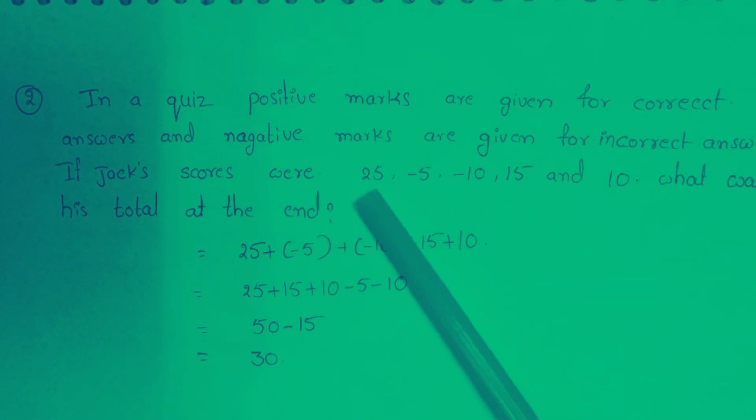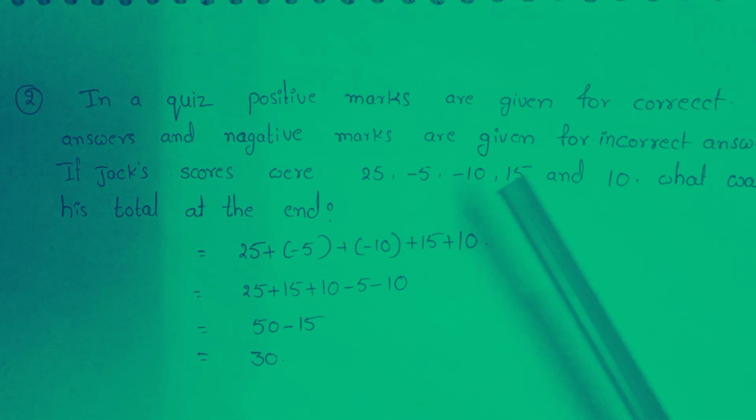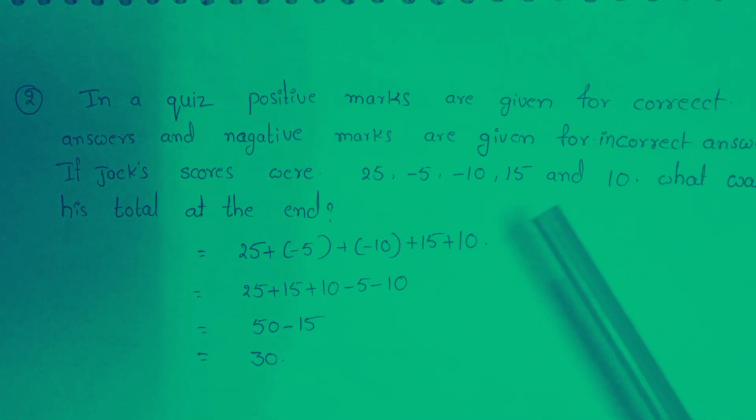So in 5 squares, 25, minus 5, minus 10, 15 and 10. What is the total? 25 plus minus 5 plus minus 10 plus 15 plus 10. So now positive numbers are side by side, right? And negative numbers are side by side, right? Now 25, 15 plus 10, 50. 10 minus 5, 15. 50 minus 15, 35.